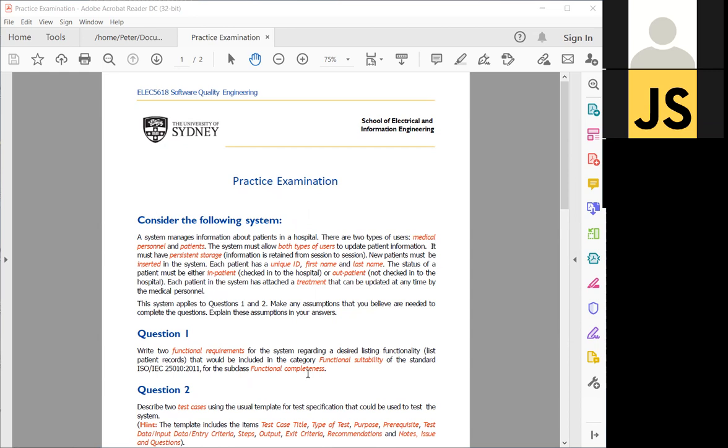So here we have a system that manages information about the patient in a hospital. We have two different types of users, the medical personnel and also the patients, and the system must allow both types of users to update information. So as you're going through the system, the first thing you can do is briefly look at the system, and then go through all the questions that are applicable to that particular system. Then you can go back to the system, start looking at a particular question, what the question is asking you to do, and relate that question to which area of the system the question is actually focusing on.